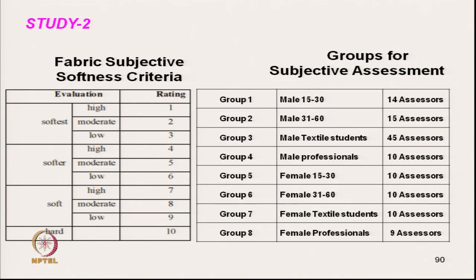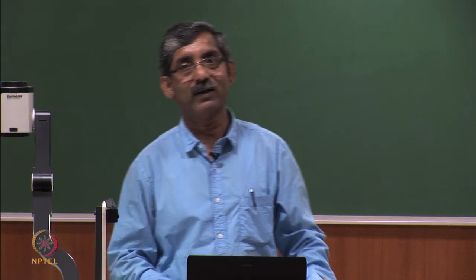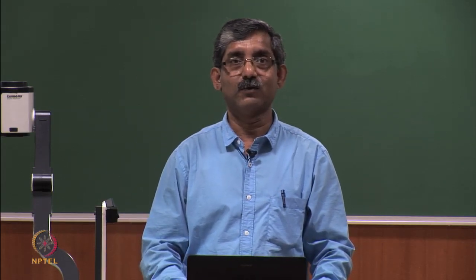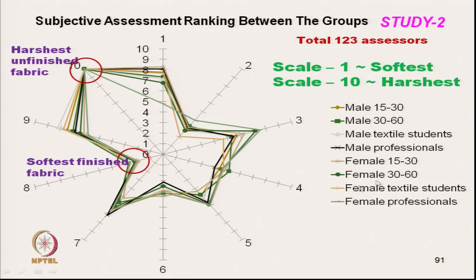And what we have done, we have asked the judges to judge 10 different fabrics, from 1 to 10, at different levels. There were 123 assessors, and this shows that fabric 10, which is the unwashed fabric, gives the maximum harshness. It is a level 10, the harshest fabric.